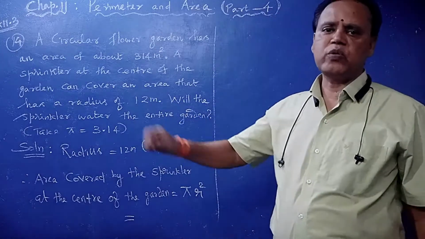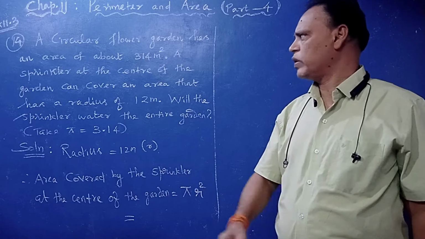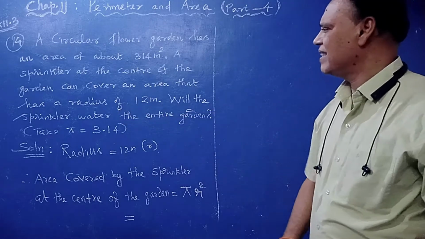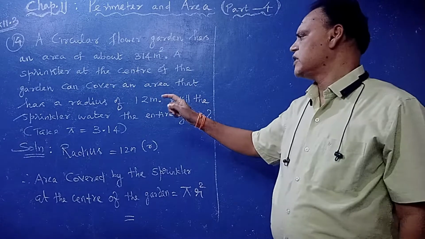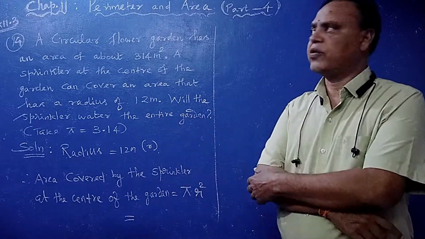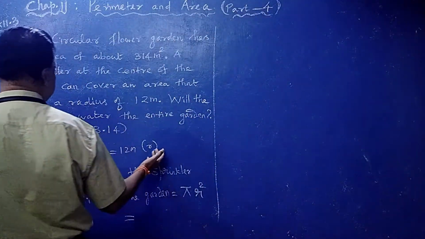The radius is 12 meters. The sprinkler is at the center of the garden, so with a radius of 12 meters, it is covering the whole garden. Will the sprinkler water the entire garden? Take pi equal to 3.14. So the radius is given, that is 12 meters.